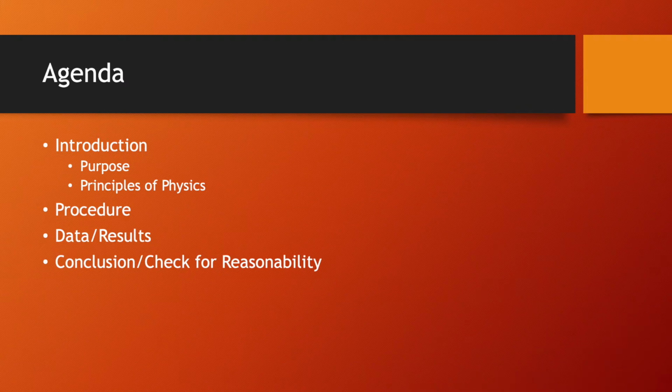Here's a quick outline of what I'll go over in this lab. We'll start with the intro, where I talk about the purpose and the principles of physics used in this lab. Then I'll show you how I did this lab in the procedure section, and show you the results of the actual experiment, along with the VPython simulation, and check for accuracy. Finally, I'll conclude this report and provide a check for reasonability.